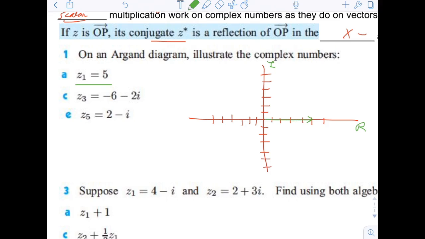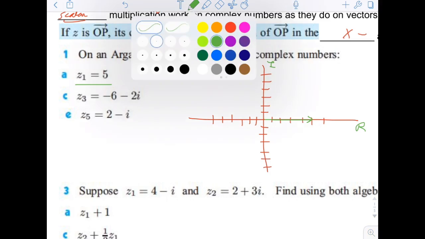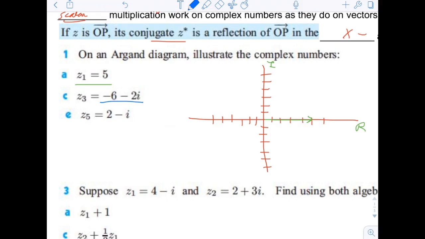It would be that vector right there, right? What about the vector -6 minus 2i? -6 minus 2i would be 6 to the left, because -6, and then 2 down because of -2i. Remember, i values go up and down. So that would be about there, and there's the vector right there.